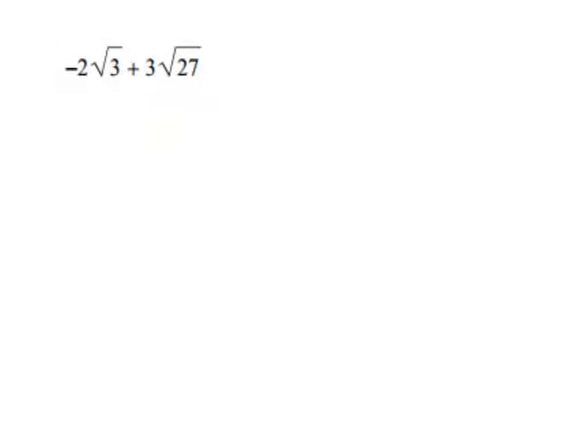Here's an example of one that might need to be simplified first before you add the terms together. If you look at them, this is the square root of 3 and this is the square root of 27. Not the same, so I couldn't add them together. But I notice the square root of 27 can be factored. It can be factored into 3 times 9, and 9 is 3 times 3. So I have a group that could come out.